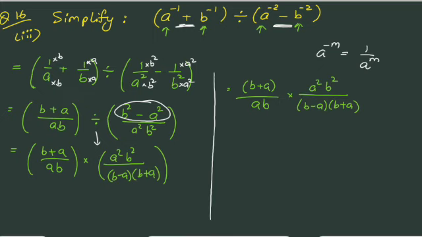You can cancel out common factors. B plus a common, cancel. One time a is cancelled, one time b is cancelled. So what is left is ab in the numerator, b minus a in the denominator.